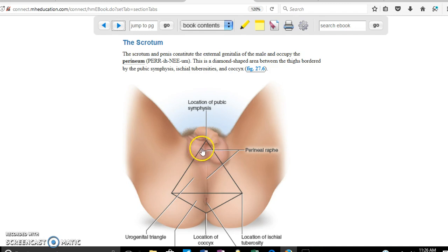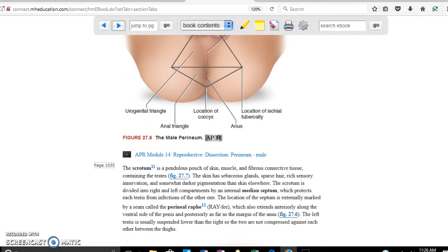And you can see right here, this is the perineal area. That's why this is called the perineal raphe right here. So that's where we have the scrotum, and inside the scrotum is where the testicles are going to be located. So I was telling you, there's a wall in the middle of the testicles, which is called the median septum, and the perineal raphe is the way you see it, the outside view of the median septum.